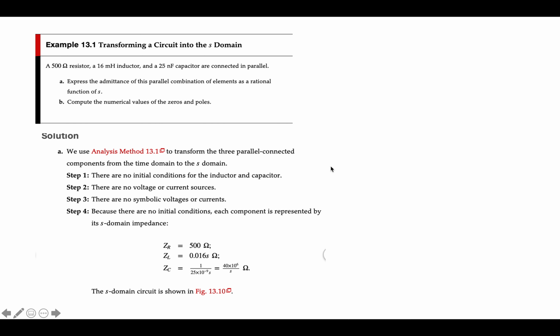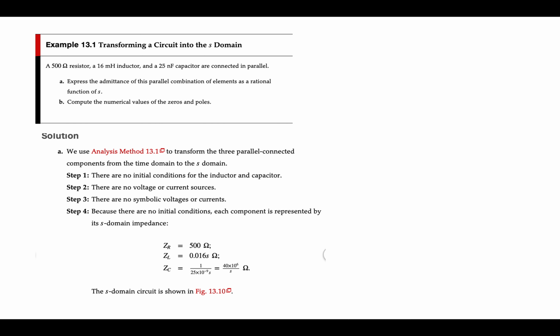So in step one, and you might want, in watching these videos, to print out or have a second screen where from the PowerPoint presentation you have open that slide that gives analysis method 13.1. So step one, we look to see, are there any initial conditions? In this case, there are not any initial conditions, or all the initial conditions are zero. So the initial current in the inductor is zero. The initial voltage across the capacitor is zero.